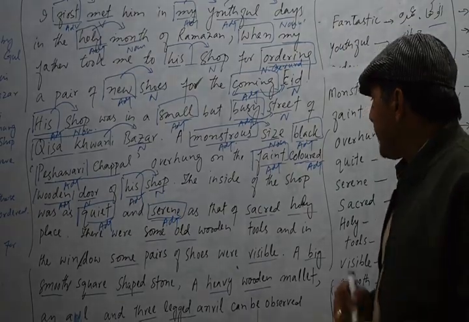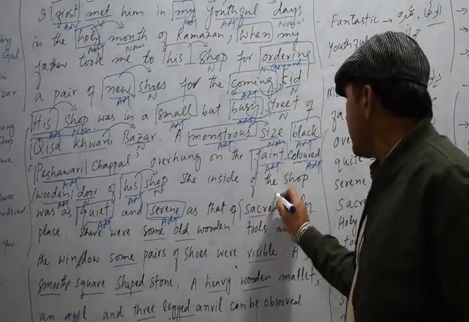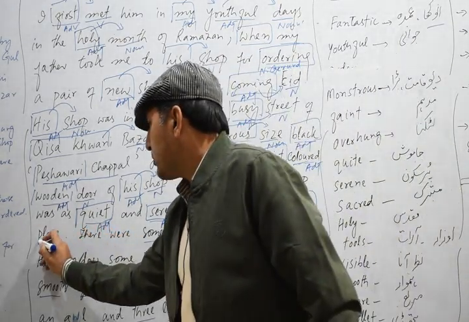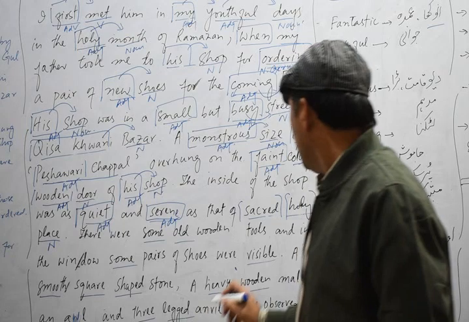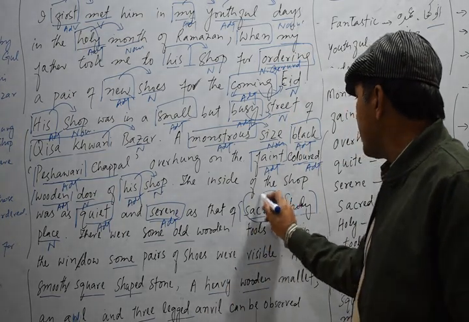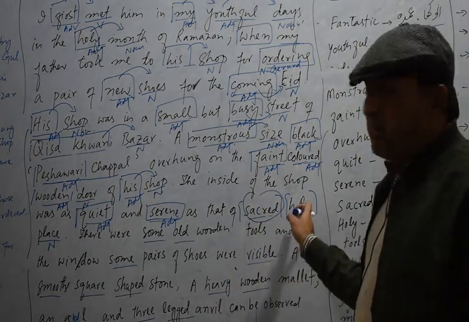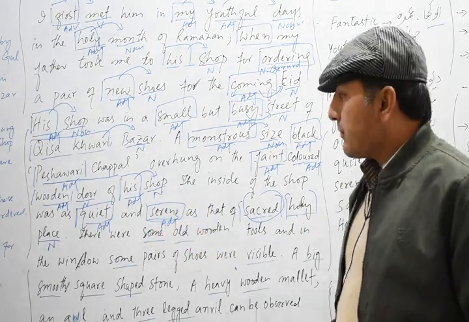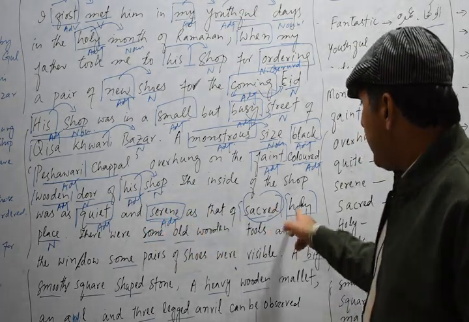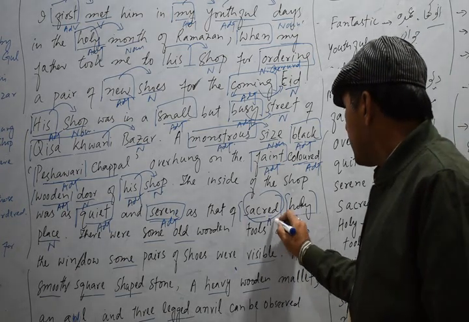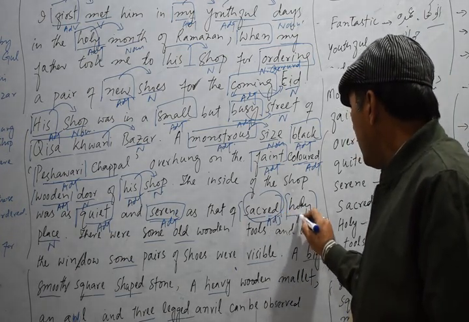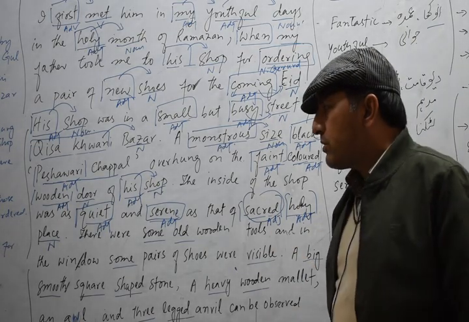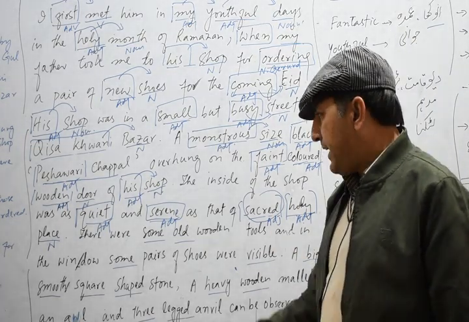As that of sacred, holy. Sacred, once again, sacred and holy both tell us about the word place. So place is a noun. So these both words, sacred and holy, modify the noun place. That is why sacred and holy both are adjectives. Clear? Because these both words modify the word place, which is a noun.